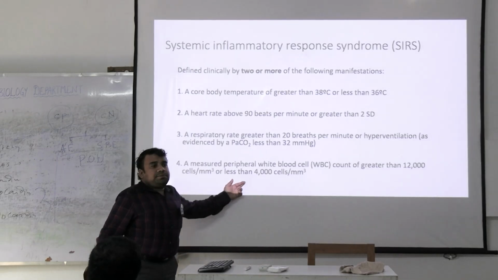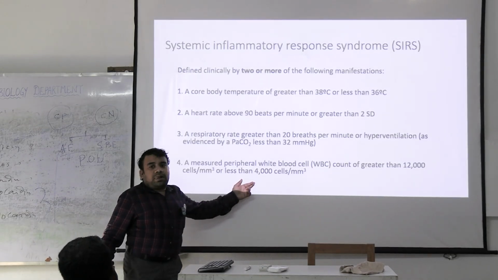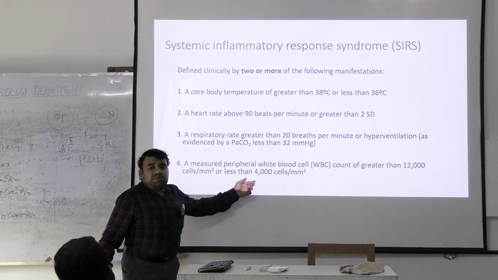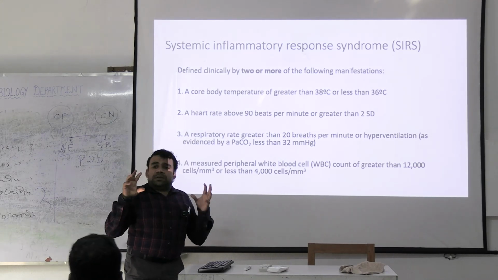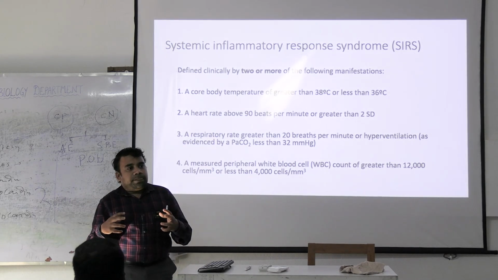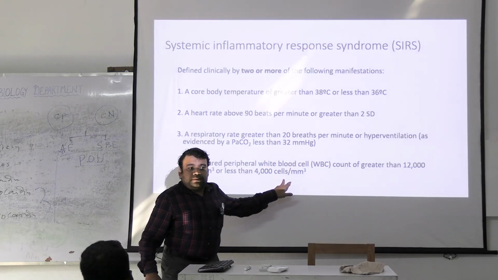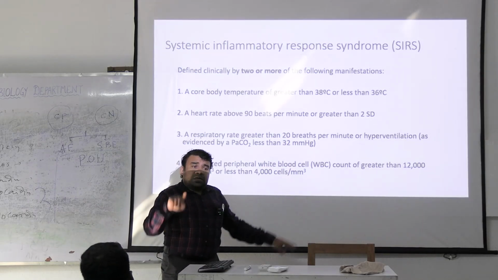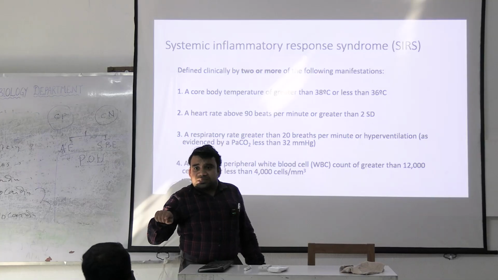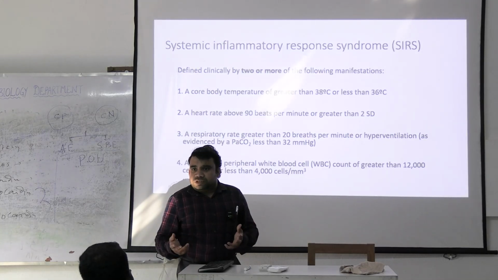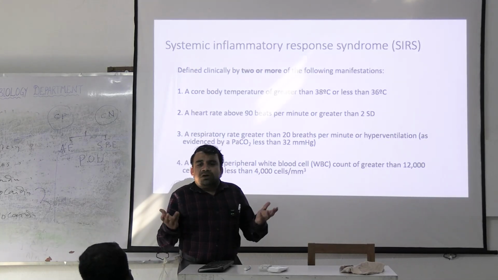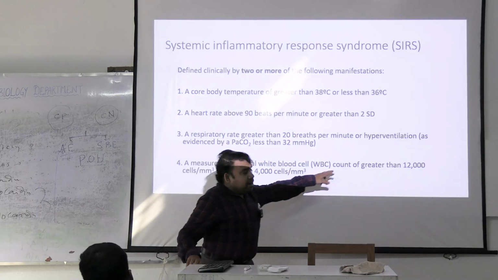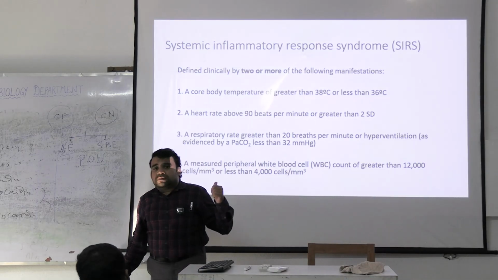And what picture will you get in the blood? Now why is this important? Because if the blood cells are recruited heavily, you will get a lower count. Again, if the patient is in the phase when cytokines are being released in large amounts, what will happen? You will get a higher WBC count. So you can get a higher WBC count or a low WBC count.